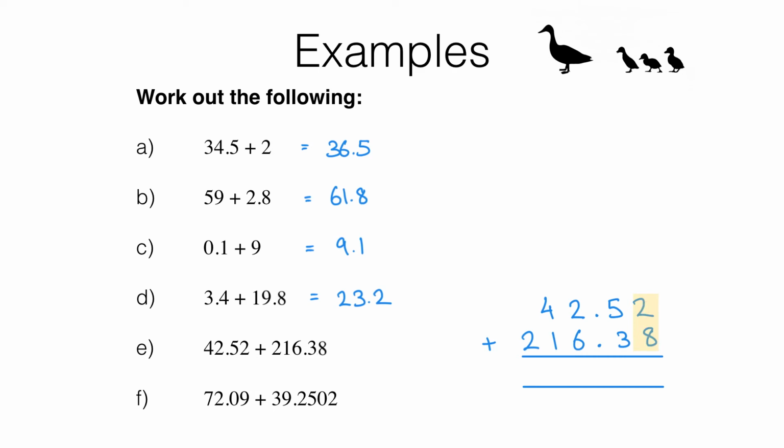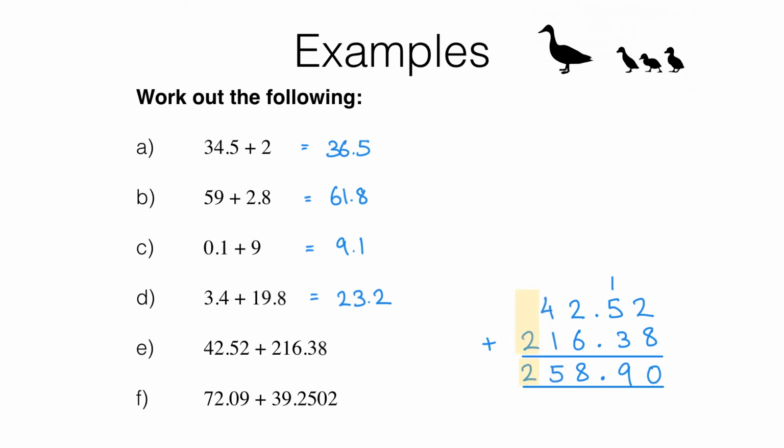We've got 2 plus 8, which is 10. That means we put a 0 in there and a 1 up here. Then we've got 1 plus 5 plus 3. That gives us 9. Then don't forget the decimal point down here. Next, we've got 2 plus 6, which gives us 8. Then we've got 4 plus 1, which gives us 5. And then we've got 2 there.